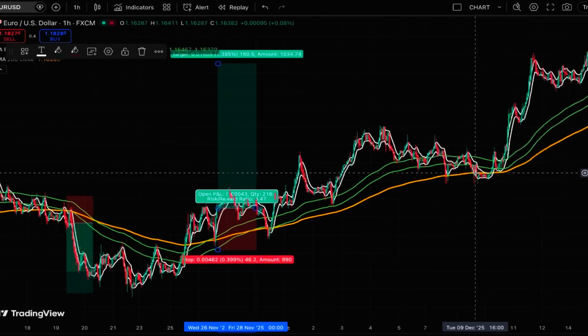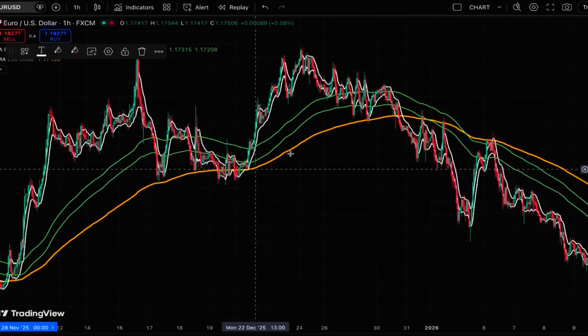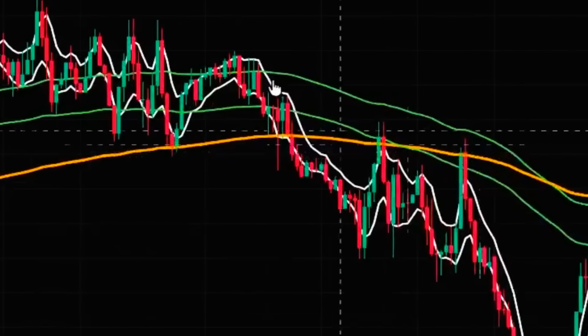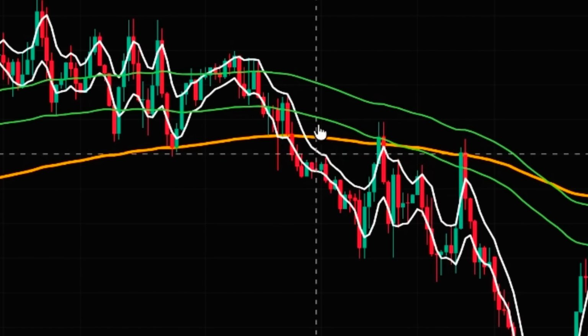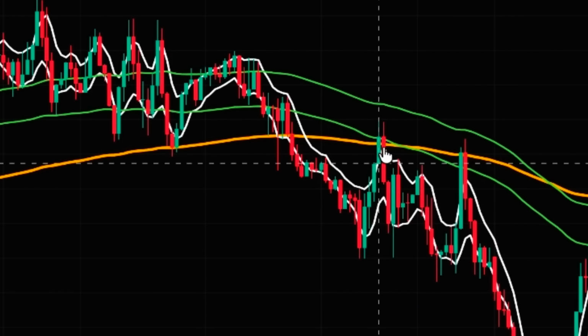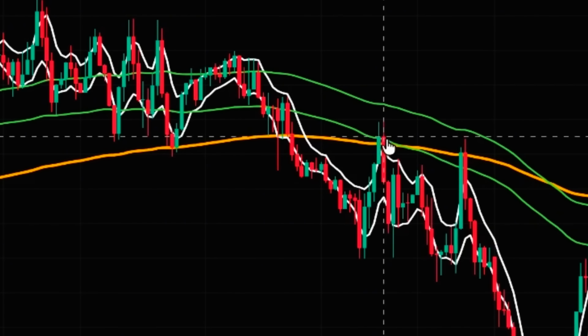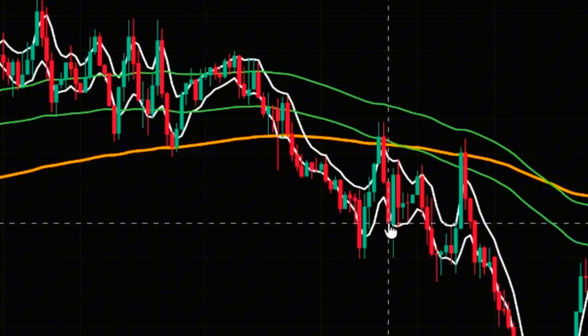Alright, following this uptrend, we're trying to catch a downside reversal of the price. Here you can see that the price went below the orange line, and after that the white channel is also below the orange line, and here you can see that we got a pullback of the price to the green channel, and after that at this point we got a candle that is closed below the white channel.